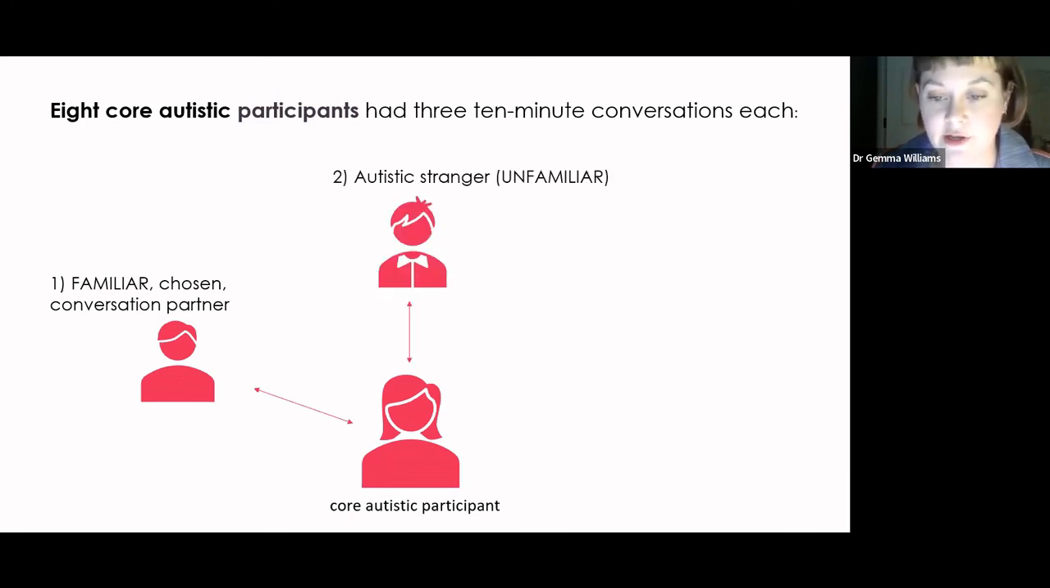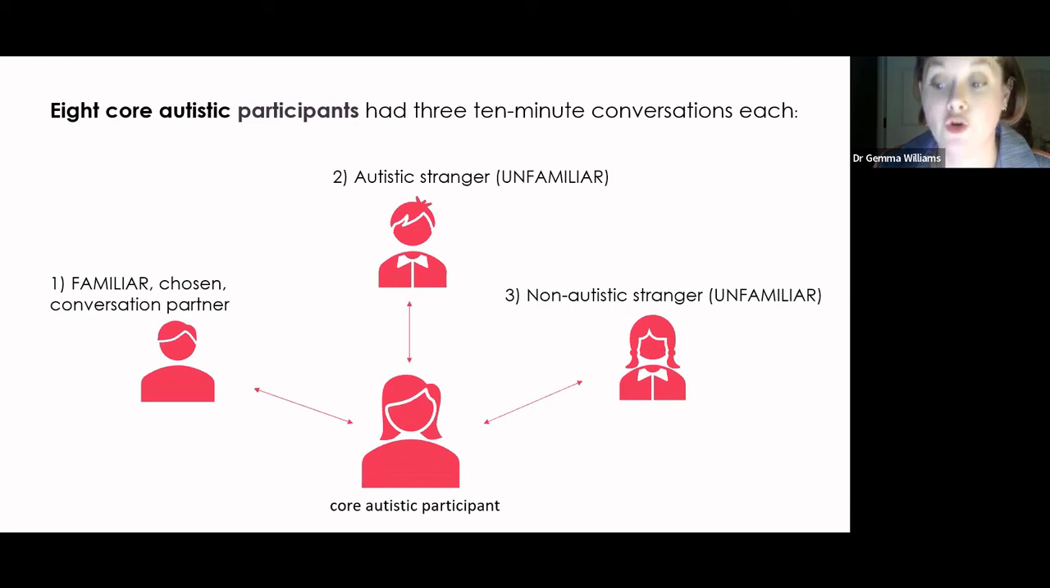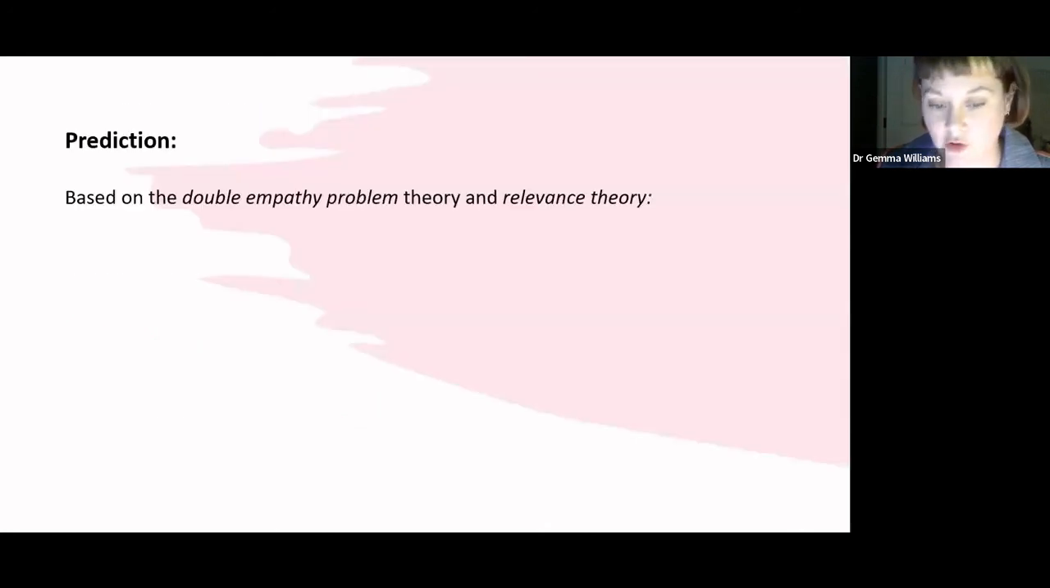The second was an autistic stranger, someone they hadn't met, so an unfamiliar person. And the third conversation partner was a non-autistic stranger, so another unfamiliar person. And these conversations were recorded and transcribed and then analysed.